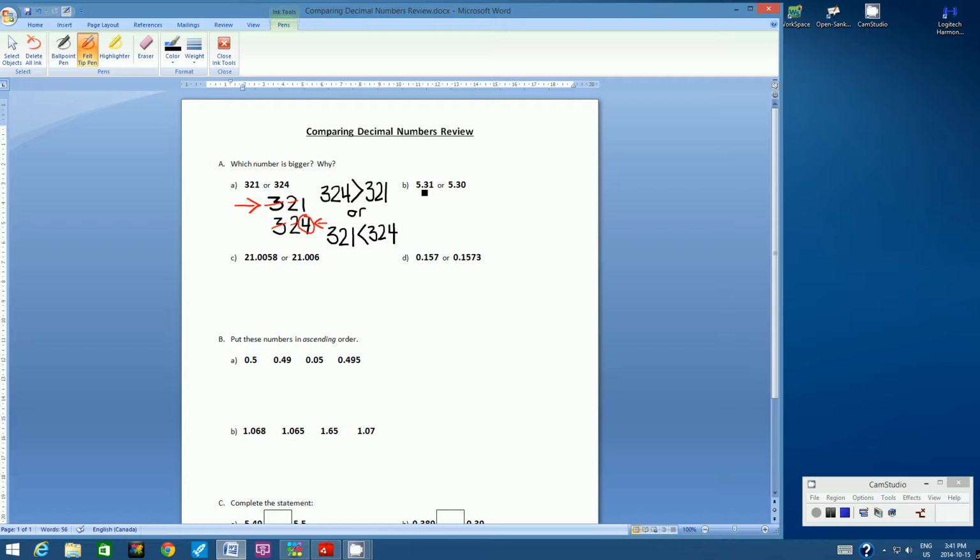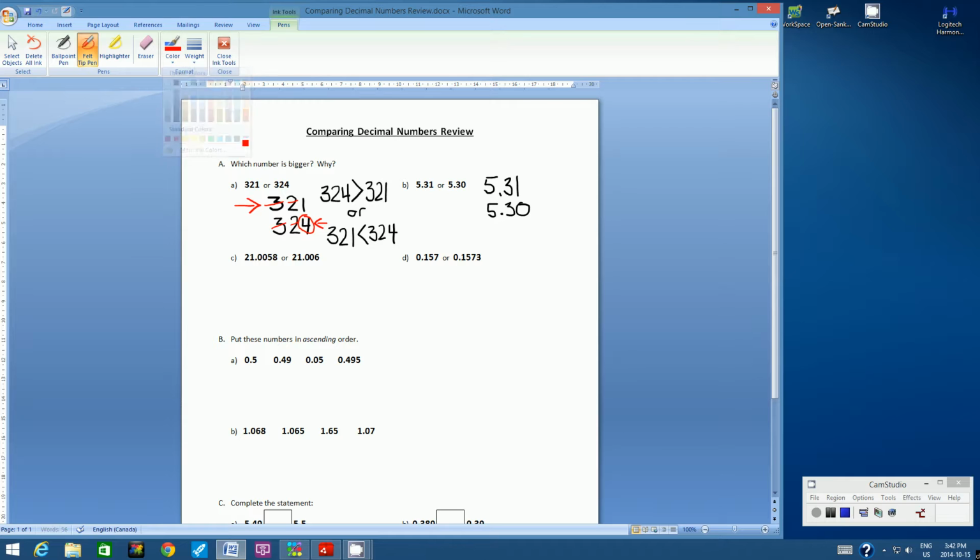So finally, we have a number with a decimal. So let's write the first number, 5.31. Now let's write the second number. We have to line up all of the place value columns. So we have a decimal place here. So we have a 5 in the ones column, a 3 in the tenths column, and a 0 in the hundredths column. So let's switch pens again.